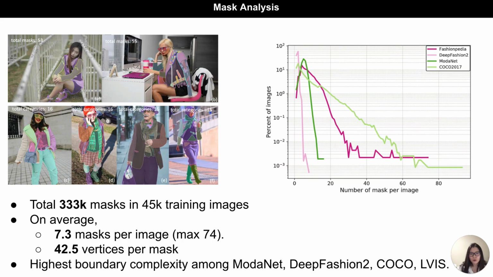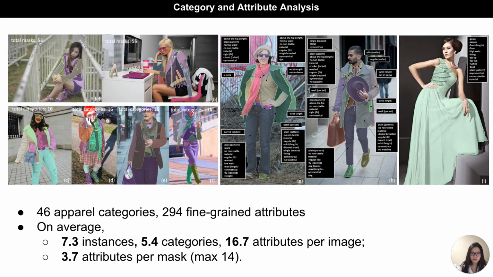We have more than 300,000 masks in our training images. The masks in our dataset also have the most complex boundaries compared to 4 other common segmentation datasets. Our standardized taxonomy contains 46 apparel categories and 294 fine-grained attributes.